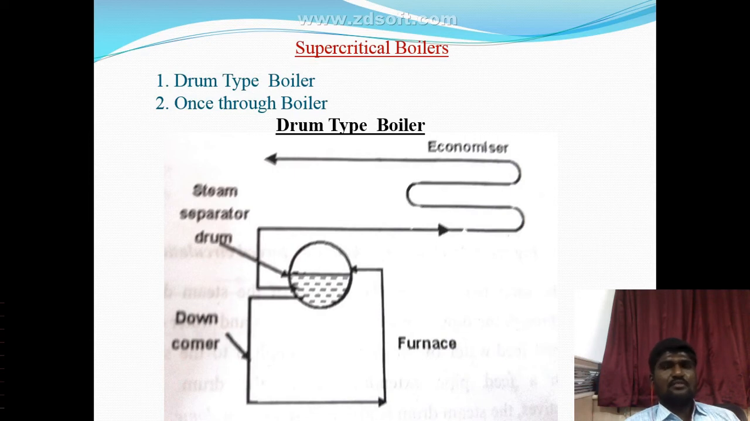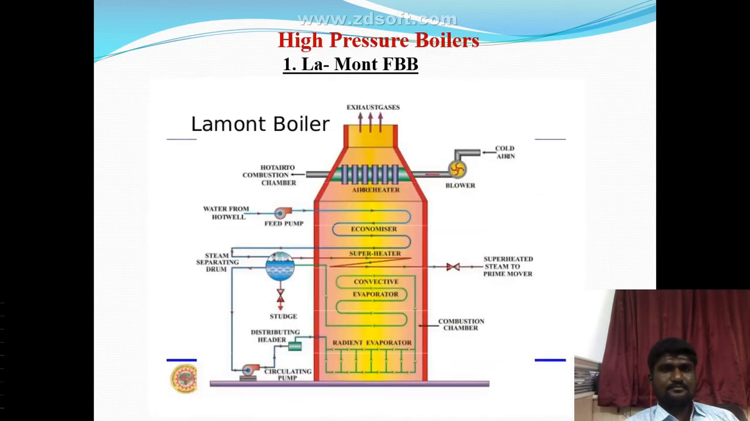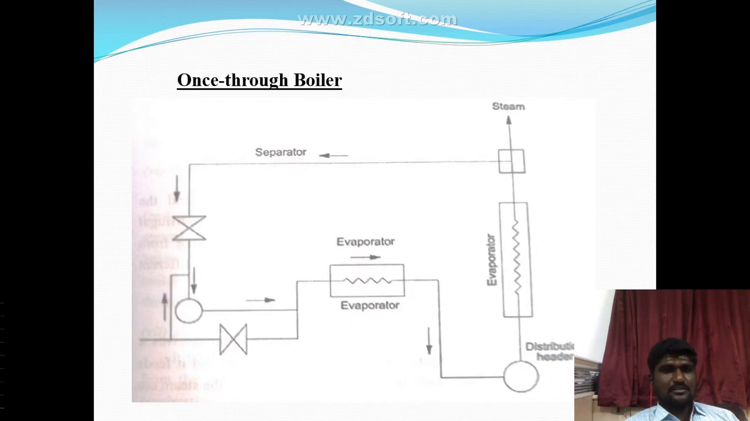Then the supercritical boiler: a drum type boiler and a once-through boiler. In the drum type boiler we use a steam separator drum. So this is a once-through boiler. In a once-through boiler, the water passes through the distribution header, evaporator, and evaporator wall, and the steam is sent to the steam turbine, right? This is called a once-through boiler.